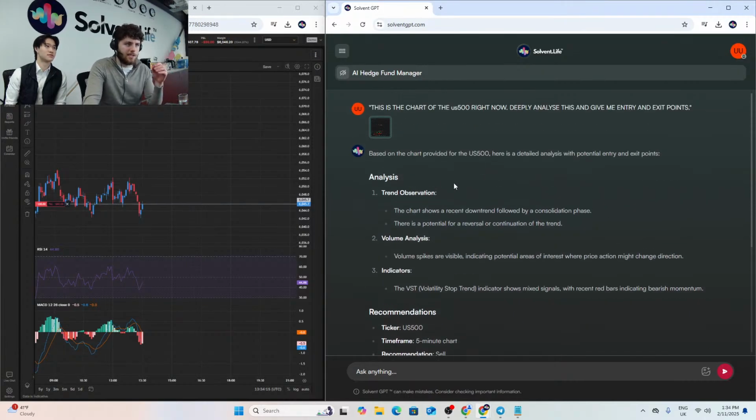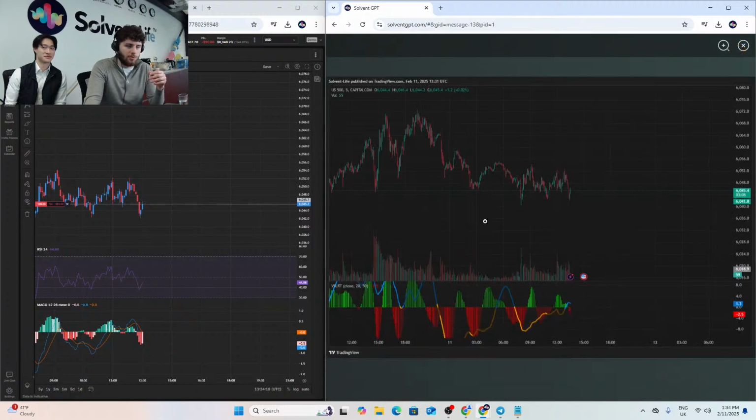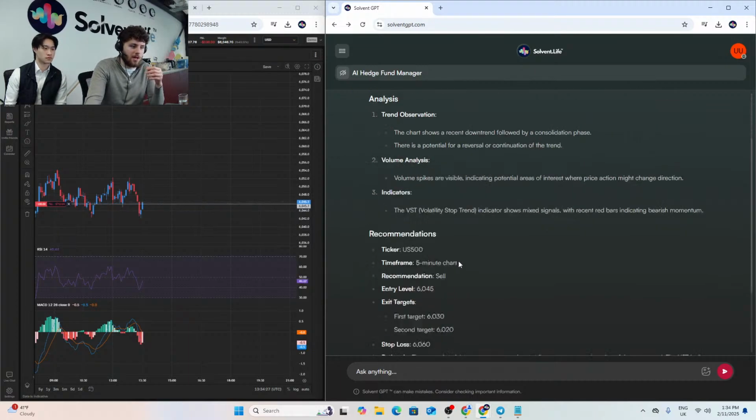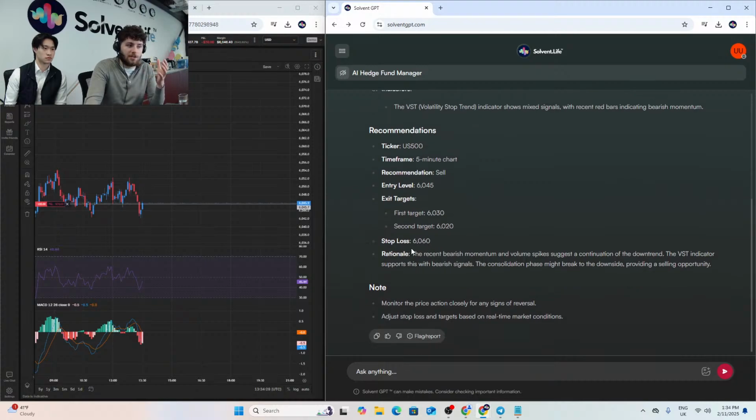Now, as we can see, the software has actually analyzed quite a lot of information off of just one photo that we gave it here. It's given us an analysis of the trend, volume, and the indicator that I actually have attached. And then it's even given us the rationale behind this trade. So it's told us exactly why it thinks this trade will succeed and exactly what we need to do in order to maximize the potential.